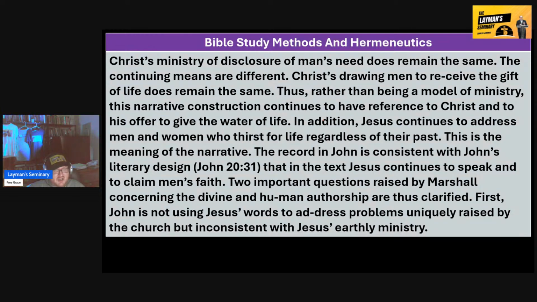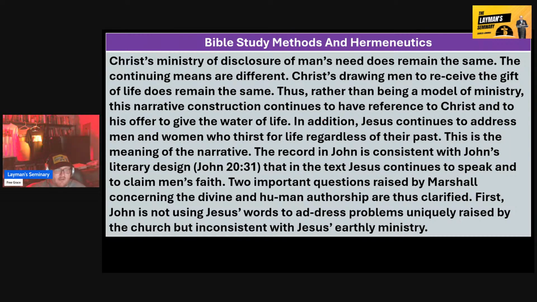In addition, Jesus continues to address men and women who thirst for life regardless of their past. This is the meaning of the narrative. The record in John is consistent with John's literary design. That is, the text: Jesus continues to speak and to claim men's faith.